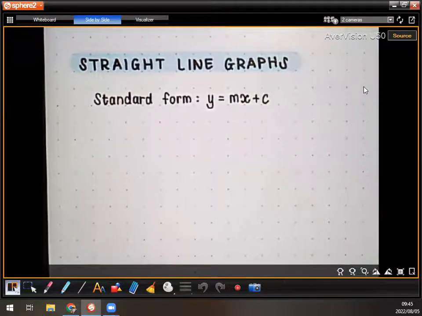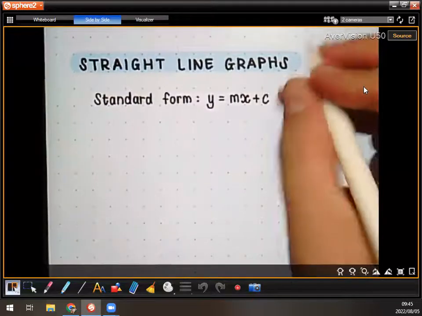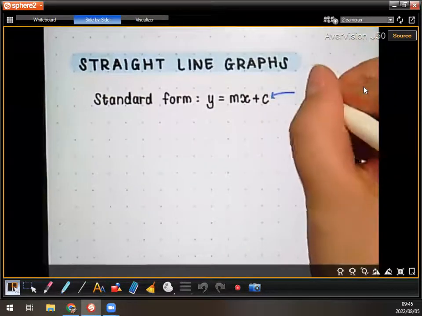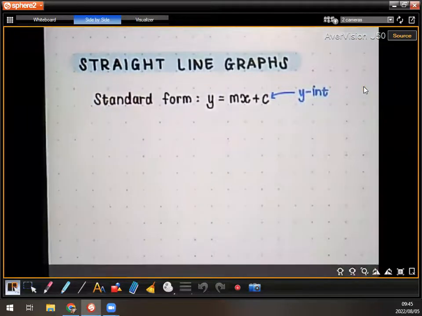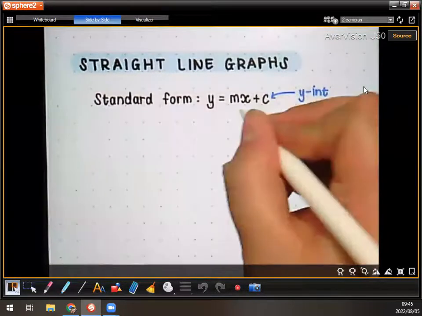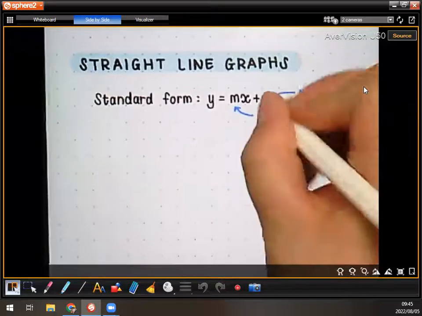I'm sure that's familiar. y equals mx plus c, and c was always the y-intercept, which is the same as a parabola that's written in standard form. A parabola is ax squared plus bx plus c, and c is also the y-intercept. All right. m is a bit more complicated. m is the gradient.